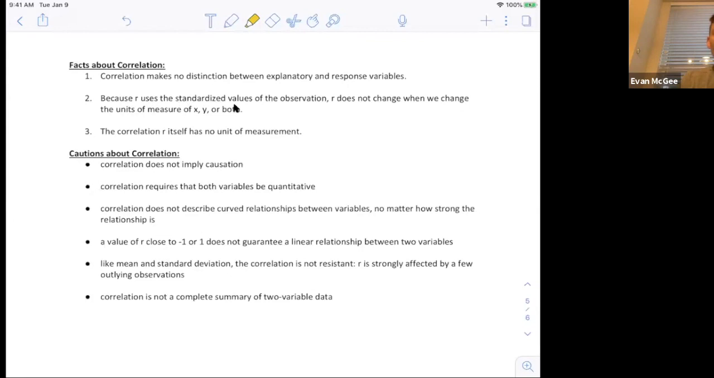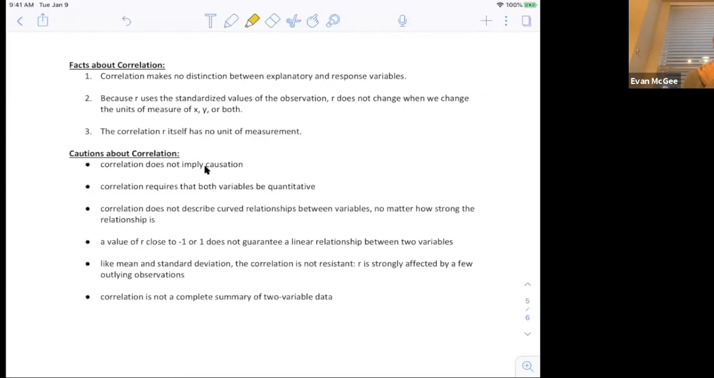Because R uses standardized scores, R does not change when we change the measures of units. So if we converted one of our variables from feet to inches, then the correlation is still going to stay the same. Just because we've changed the units doesn't mean the correlation is going to change. Correlation itself has no unit of measurement.